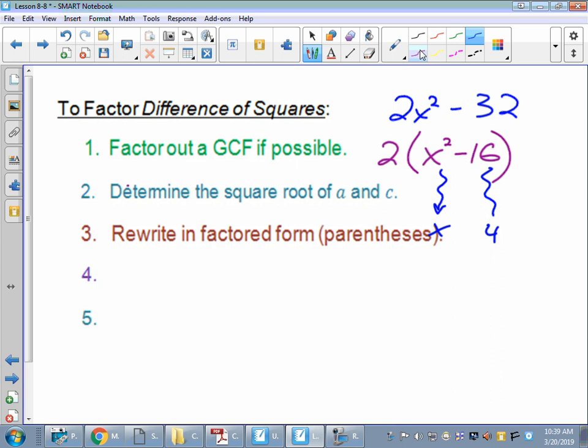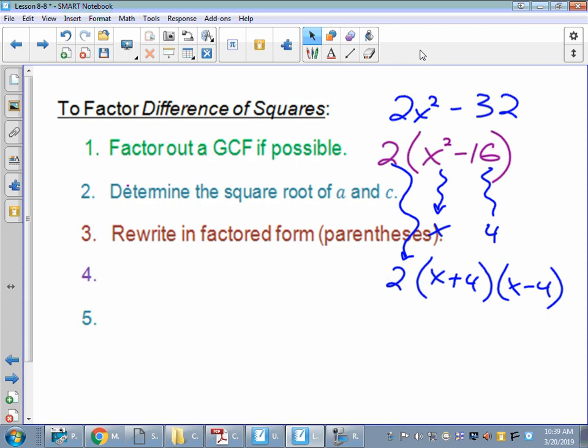So we rewrite that. Remember, we need x plus 4 and then x minus 4. One has to be positive, one has to be negative, so that it'll get rid of that middle term. Okay? Don't forget your 2, though, because this 2 came along with it, so it has to come along with it. You can't just leave that 2 out.